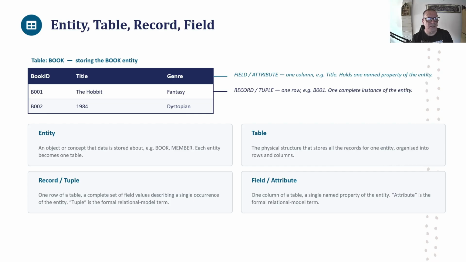So an entity is just an object or concept the data is stored about. A table is the physical structure that stores the information for an entity, i.e. all the records for the entity, and it's organized into rows and columns. A record or tuple is one row of a table with all the attributes describing that entity. And a field or attribute is a single column of the table.